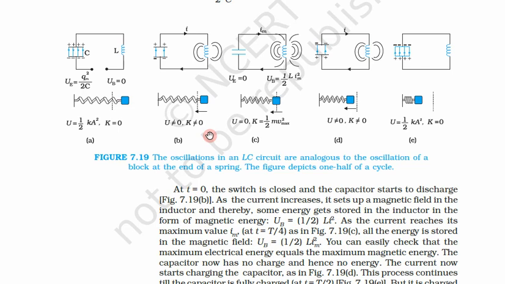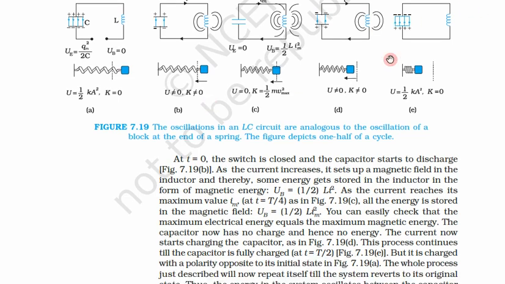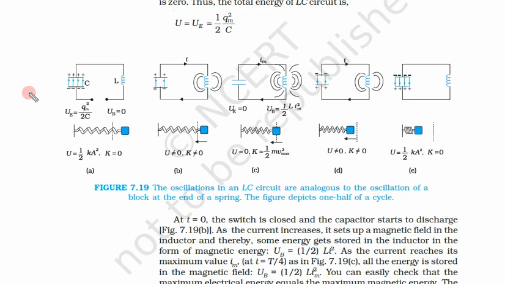So now let us go to this explanation. First, at t equal to 0, the switch is closed and the capacitor starts to discharge. Initially we have charged the capacitor, now we just complete the circuit. As soon as we complete this circuit, the capacitor starts to discharge, providing current to this inductance. Now there is current flowing in this circuit, because the circuit is connected.